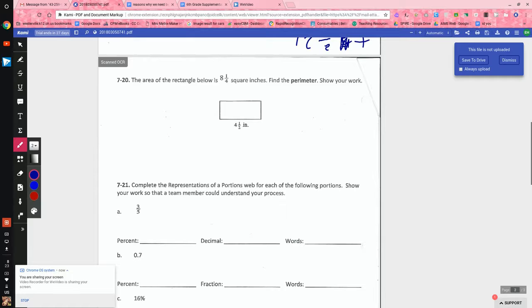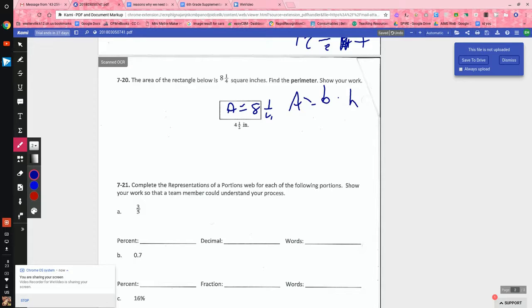Now 7-20, it's an interesting problem. We had one of these in the past. They give us the area of this shape, which is 8 1/4 square inches. So we're going to have to do some algebra here, knowing that to find the area, we need the base times the height.